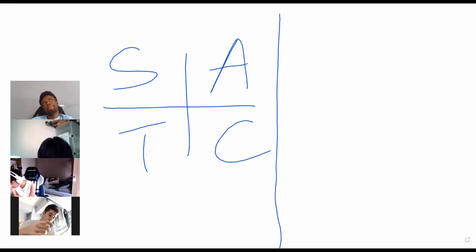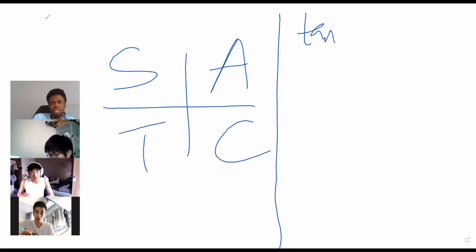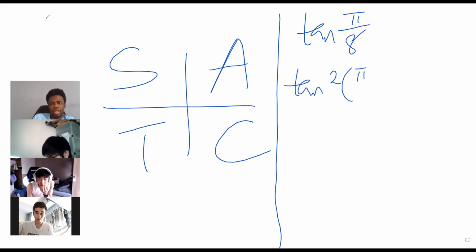I think you should do 2 tan, you should use the hint actually. Here, you are trying to find tan pi over 8, right? Yeah. So you start by saying tan 2 pi over 8 is tan pi over 4, which is 1.